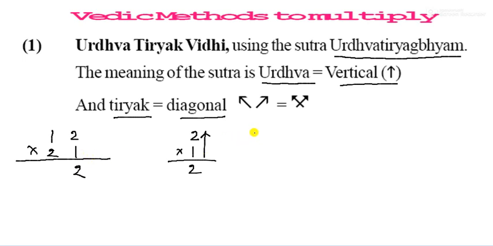And the second one is diagonal, that is 1, 2 and 2 and 1. So diagonal means like this and like this. So 1 into 1 is 1 and 2 into 2 is 4. So it becomes 5. So you can write here 5.